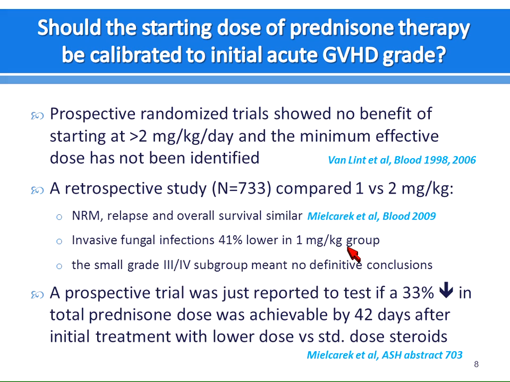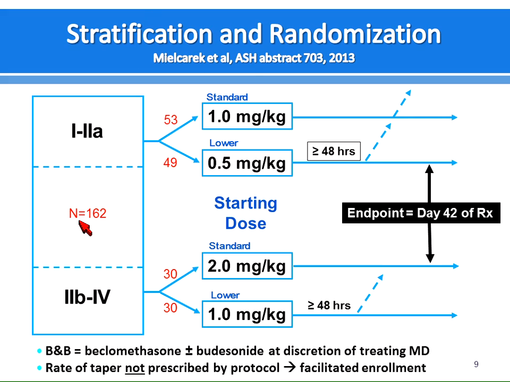One could critique this study, A, because it's retrospective, and B, because there were only a relatively small proportion of grade 3, 4 patients in this analysis. And so you couldn't definitively conclude that for a grade 3 patient that 1 per kilo is okay. However, what Marko presented at ASH in December was the results of the prospective follow-on trial to test whether, again, there was a reduction in prednisone dose if you started at 1 per kilo or 2 per kilo for the severe grades of GVHD.